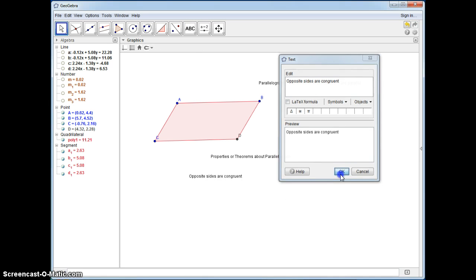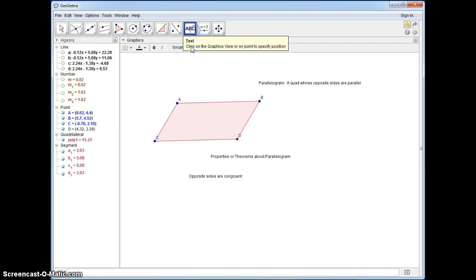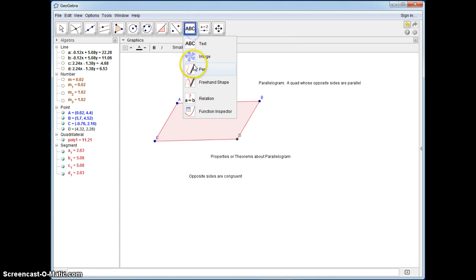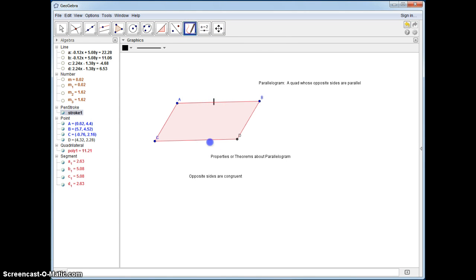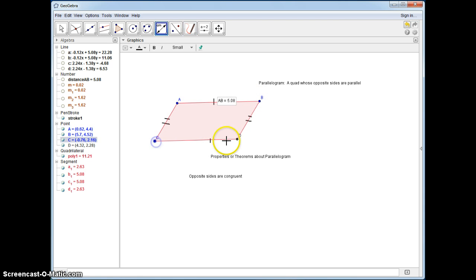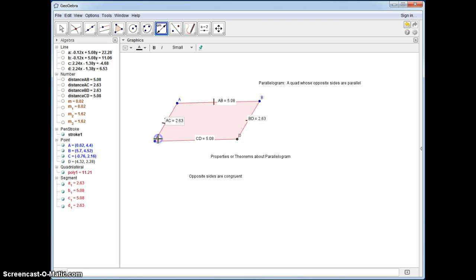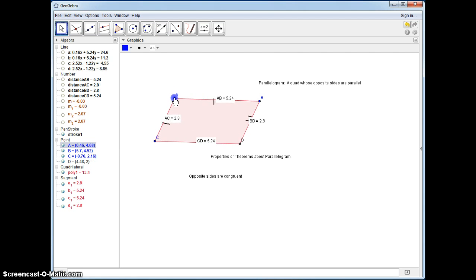Now when we mark that, we write it like this with a pen. When we say opposite sides are congruent, we would say this side is equal to this side, and this side is equal to that side. So let's just go show that using our distance or length tool. 5.08, 5.08. 2.63, 2.63. And remember, this is a construction, so I can move the blue vertices, and it's always true. Opposite sides are always congruent. So that's our first property.